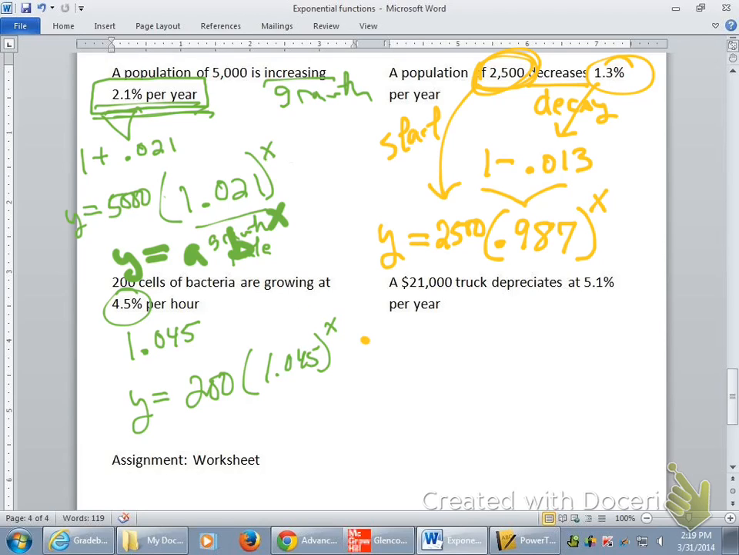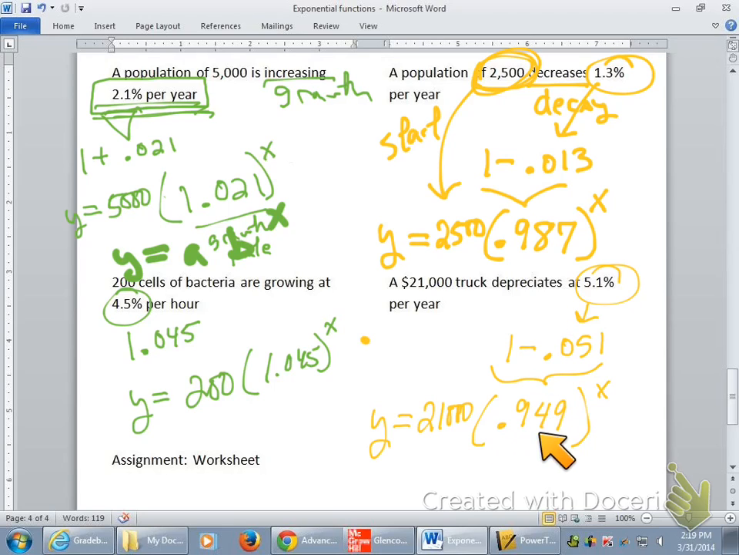My truck depreciates at a value of 5.1%. So how much is it decaying? That's 0.051, which is what number? 0.949. That's right. What equation could I use? 21,000 times 0.949 to the x power. And like I mentioned on the percentage, if my truck is going down, then it is losing value. It is less than 100%, right? This is about 94.9%, so it is less than 100%.